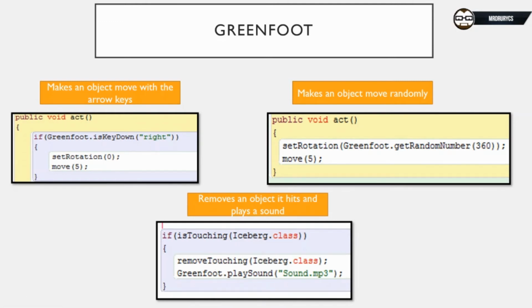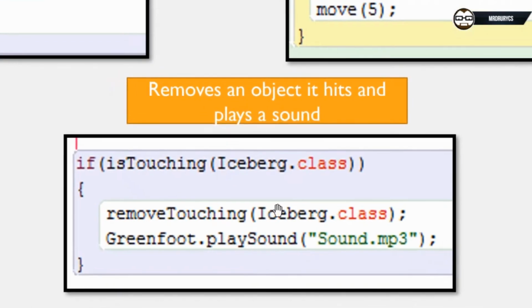Okay. Now, that's what somebody asked me earlier on, Mr. Camille, about the raindrop disappearing at the cloud with the umbrella. That's that. So if is touching, iceberg.class. Now, is touching, you can get from the control space. You've got remove touching, again, that's from control space. And you've got greenfoot.playSound, plays the sound. Okay? Obviously, the thing you need to change is iceberg would be raindrop in this case, and sound.mp3 would be pop.wav.